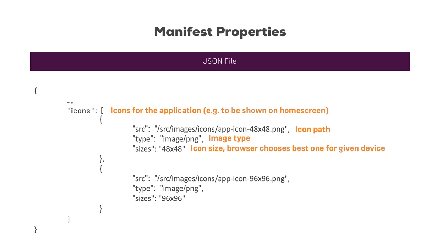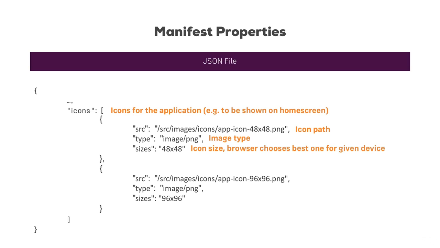And you typically provide multiple icons, so always the same icon, but different sizes. The browser then chooses the best icon with the best size for a given device. So obviously if you have a high density device with a big screen, you want to have a bigger icon than on, let's say, an iPhone 3, which is very old and doesn't have that good of a screen resolution.